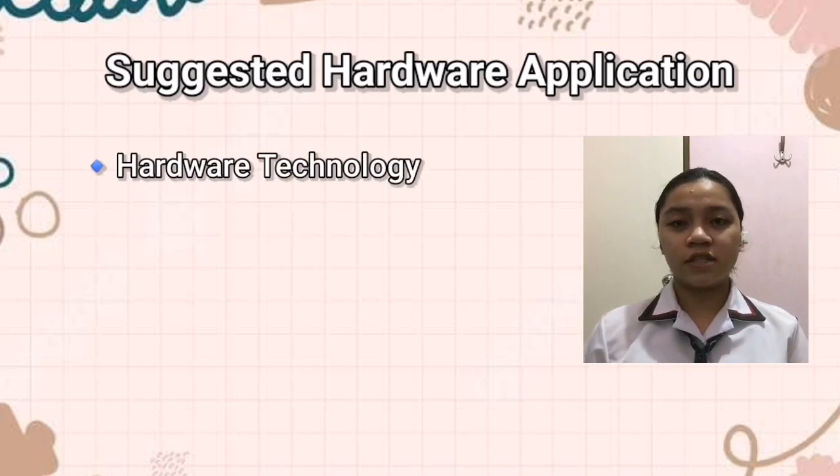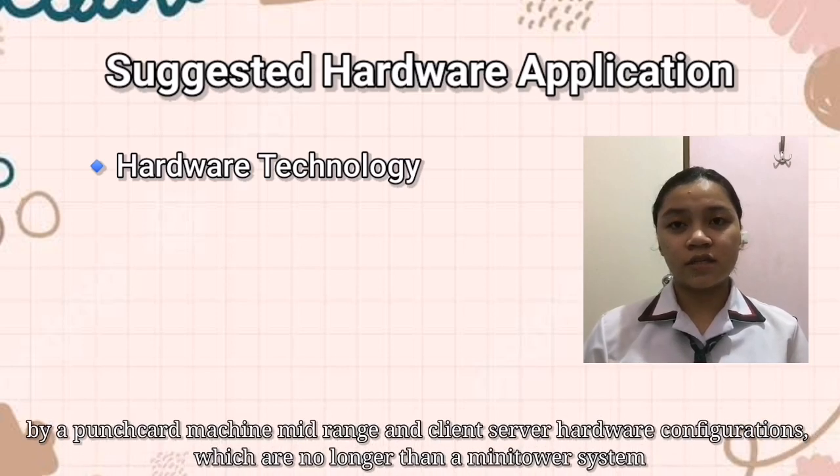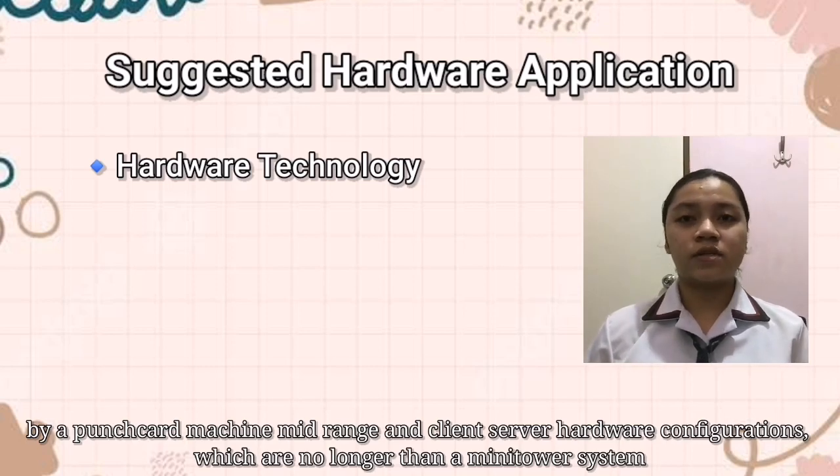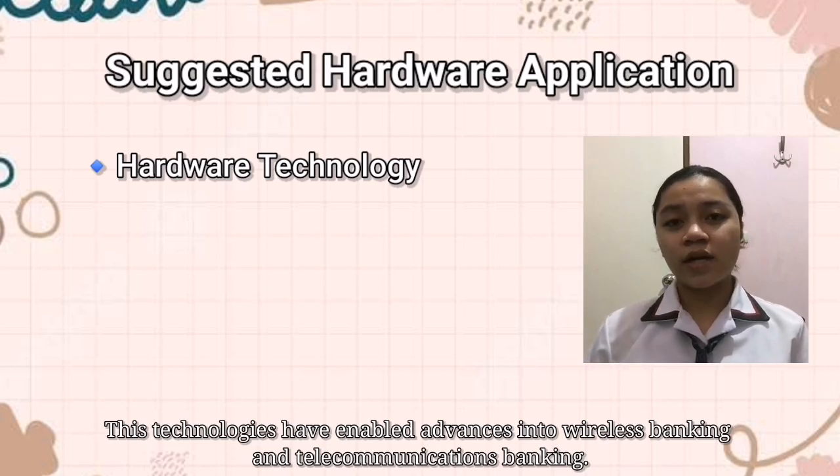First, hardware technology. In the 1960s, bank hardware consisted of a mainframe, and a punch card containing customer account information was read into the main system by a punch card machine. Then came mid-range and client-server hardware configurations, which are no larger than a mini tower system. This technology has enabled advances into wireless banking and telecommunications banking.